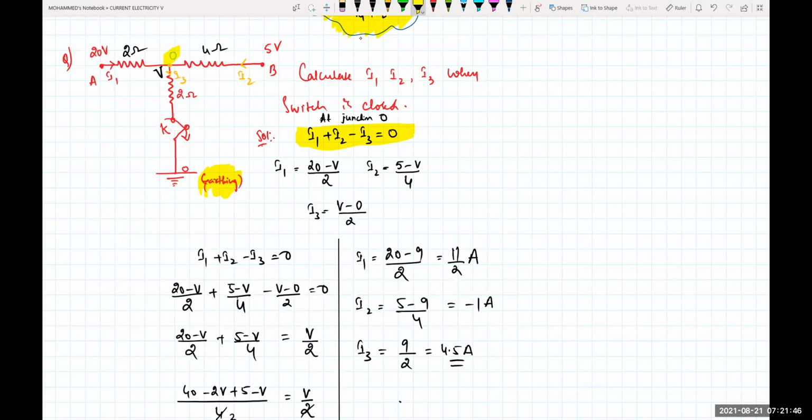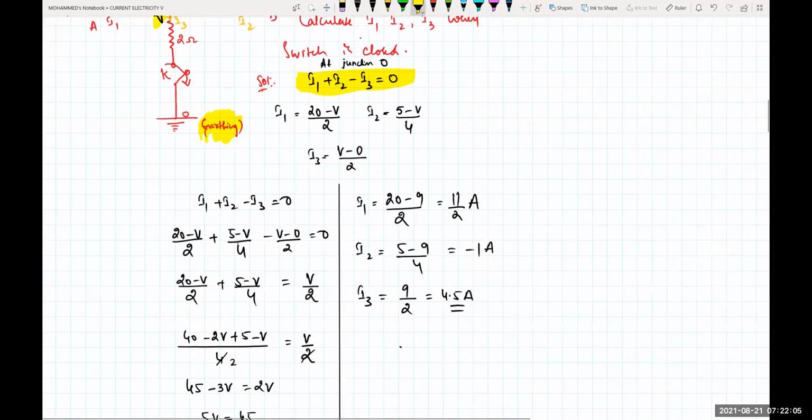Same way I2. I2 is equals to 5 minus V, because at O I'm taking the potential as V. So it is 5 minus V divided by 4. I3 is equals to V minus 0, because the earth potential is 0, divided by 2. So it is I1 plus I2 minus I3 is 0. So it is 20 minus V divided by 2 plus 5 minus V divided by 4 minus V minus 0 divided by 2 is 0.